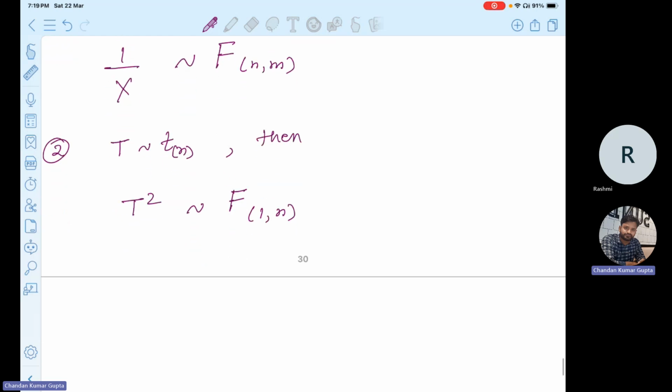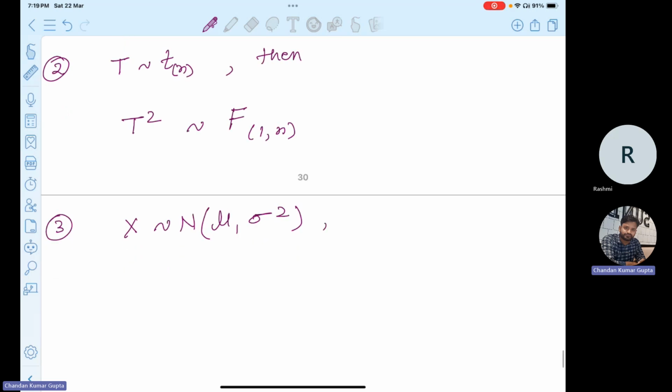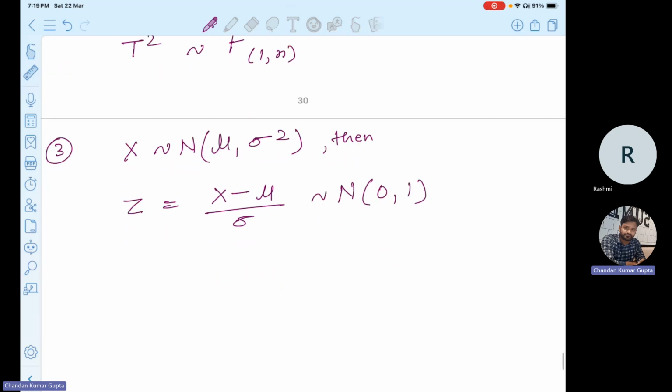Also, if x follows normal distribution with mean mu and variance sigma square, then we already know that z is a transformed random variable which is x minus mu upon sigma. This is the standardization of the normal random variable, which follows normal distribution again with mean 0 and variance 1, that is the standard normal variate.